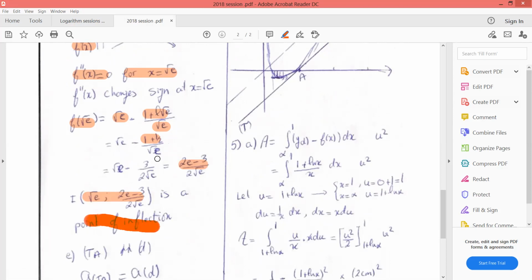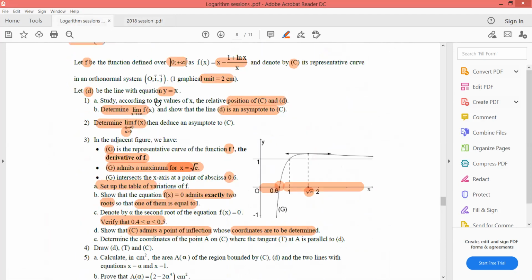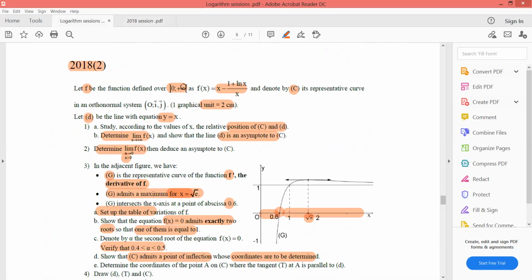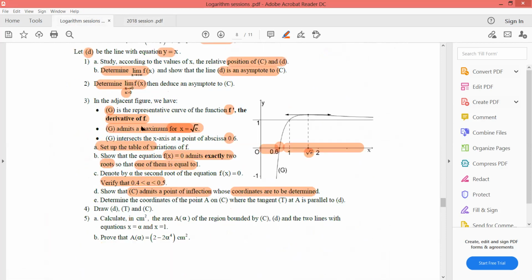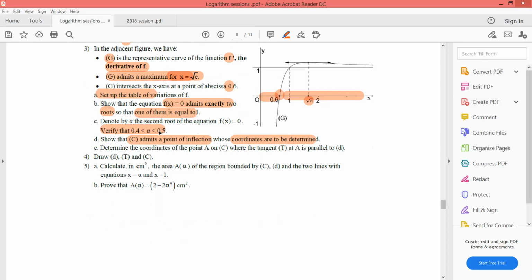So the point of inflection is the point where the second derivative is 0 and it changes its sign. As I told you, we use the hints here: when we said G admits a maximum for x equal radical e, we use it now for calculating the point of inflection. Part E.